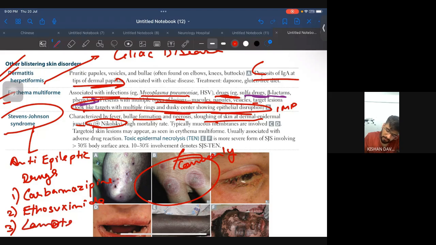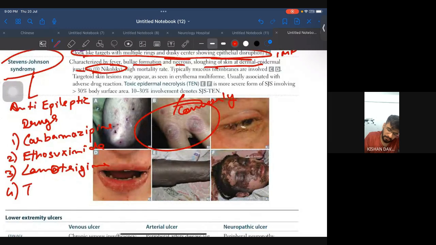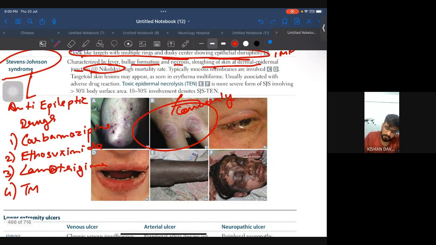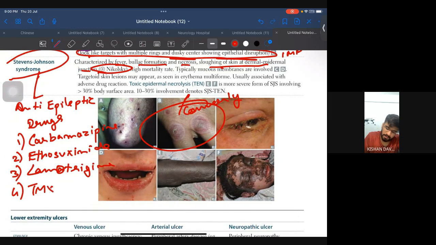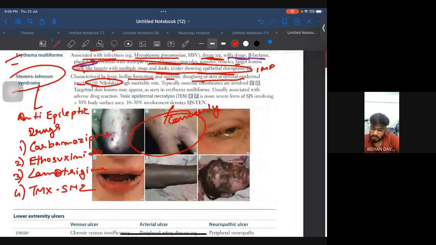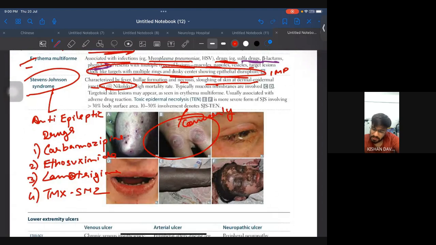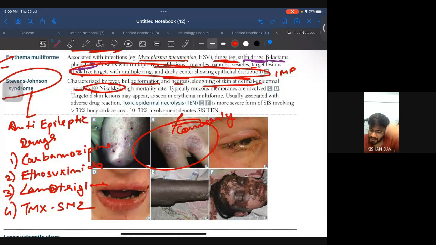Lamotrigine and even PMX SMZ. This drug. Okay, so these are the most common causes of Stevens-Johnson syndrome. Apart from this, there is another thing that you need to remember. Toxic epidermal necrolysis is a more severe form of SJS involving greater than 30% body area. 10-30% denotes SJS and TEN overlap.